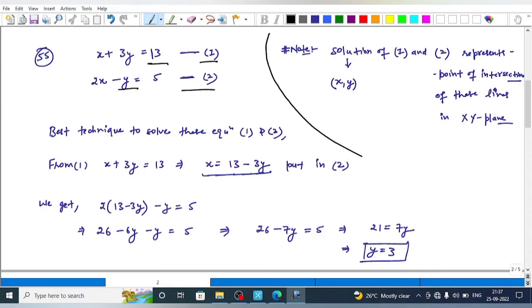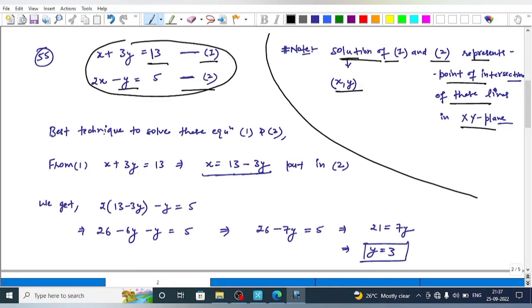Recall the property in geometry. We know that the solution of equations first and second means the point of intersection of these two lines in the xy plane, and the solution means the pair x comma y. Now for these two equations, the best technique to solve is from the first, that is x plus 3y is equal to 13, x is equal to 13 minus 3y, that is find a single variable and put this single variable in the other equation, that is equation 2.